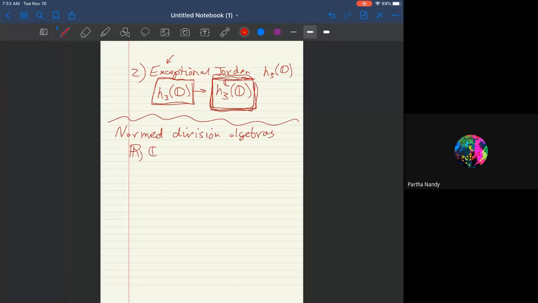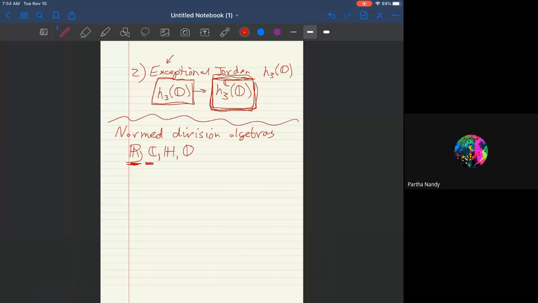R, C, H, and O. Okay, so these are the real numbers. These are basically the four. You're all familiar, of course, with the real numbers and the complex numbers. The complex numbers are obtained by sort of doubling the real numbers. They live in a two-dimensional real plane.